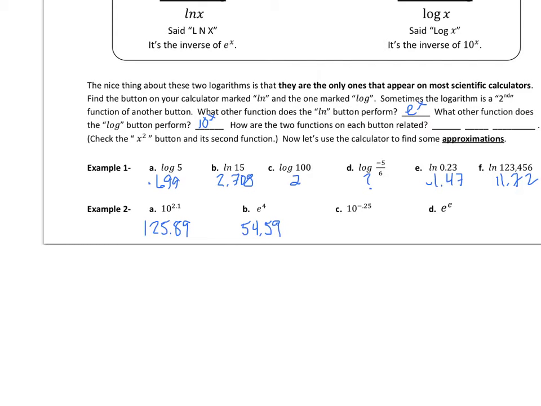Okay, 10 to the negative 0.25: 0.562. Okay, e to the e. Here's how you can handle that on those calculators: go e to the, and then e to the, and then stick a 1 in there, like e to the first. 15.154. That sounds about right.